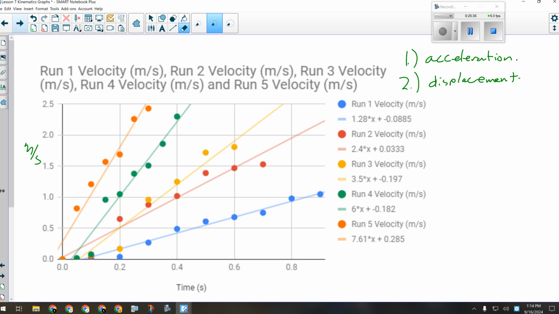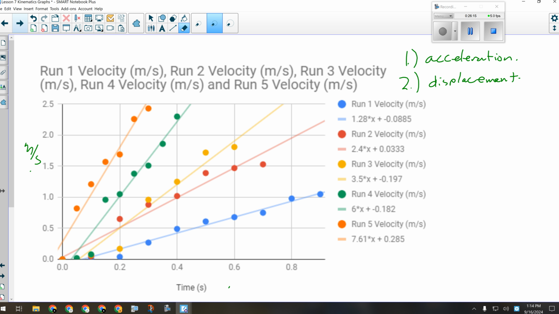Okay, is number one pretty straightforward? Do you actually have to do any work? What's the acceleration for run one? 1.28 meters per second squared. We just covered, guys, that the slope of a line on this graph represents the acceleration. It's the rate at which the velocity changes. That's what the slope shows. The slope always shows the rate of change of y, meters per second, over x, seconds. So the slope is 1.28 meters per second squared and 2.4 meters per second squared.